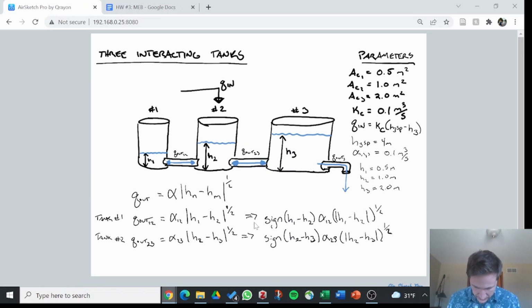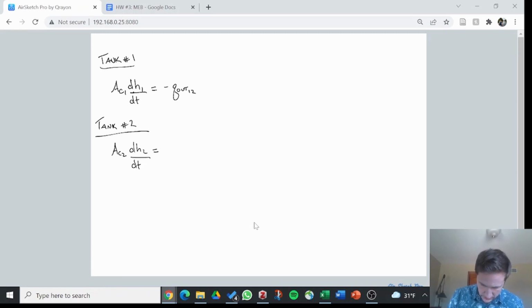We have to consider what's coming into tank 2 just from outside sources, what's coming into tank 2 from tank 1, and what's leaving tank 2 into tank 3. And so here we've got what is flowing in to tank 2, what is being added to tank 2 from tank 1, and then what is leaving tank 2 into tank 3.